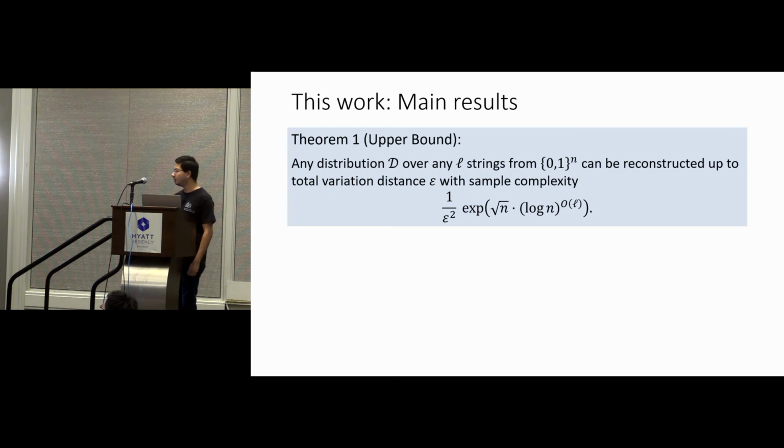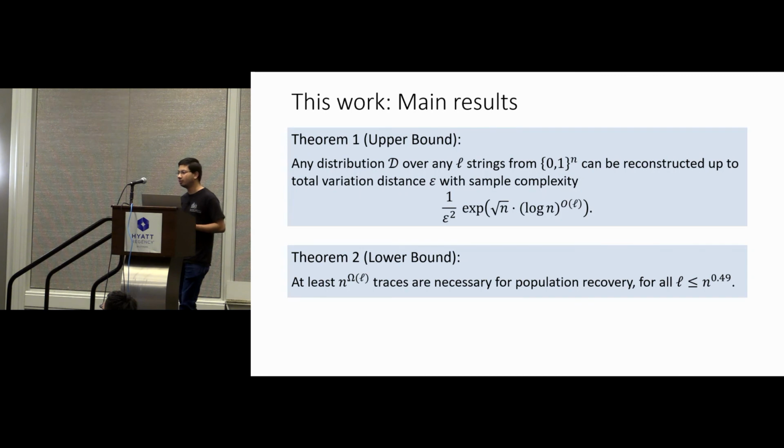We show that any distribution over L strings, where L is known, the support size is known, can be reconstructed up to total variation distance epsilon using 1 over epsilon squared times this bound, which is exponential in root n and doubly exponential in L, the support size. We also have some lower bounds for this problem. We show that for any L which is slightly smaller than root n, we need at least n to the L samples to recover the population up to TV distance some constant epsilon, let's say 0.01.